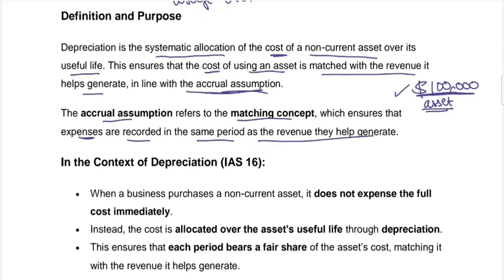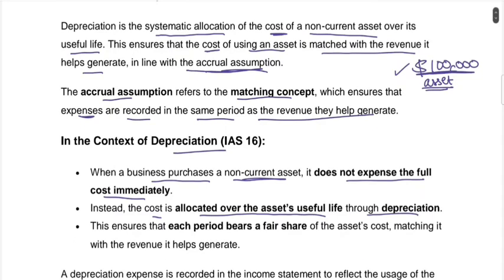All right. So in the context of depreciation, when a business purchases a non-current asset, it does not expense the cost immediately. Instead, the cost is allocated over the asset's useful life through depreciation. And what is the useful life? It is basically the period for which the asset generates economic benefits. That is what the useful life is going to be.